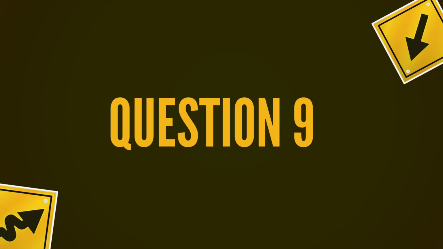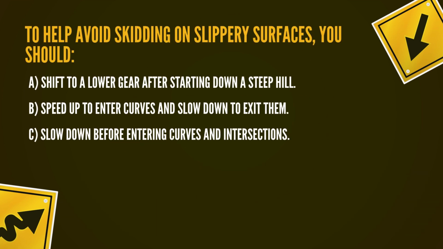Question 9. To help avoid skidding on slippery surfaces, you should: Option A, shift to a lower gear after starting down a steep hill. Option B, speed up to enter curves and slow down to exit them. Option C, slow down before entering curves and intersections.